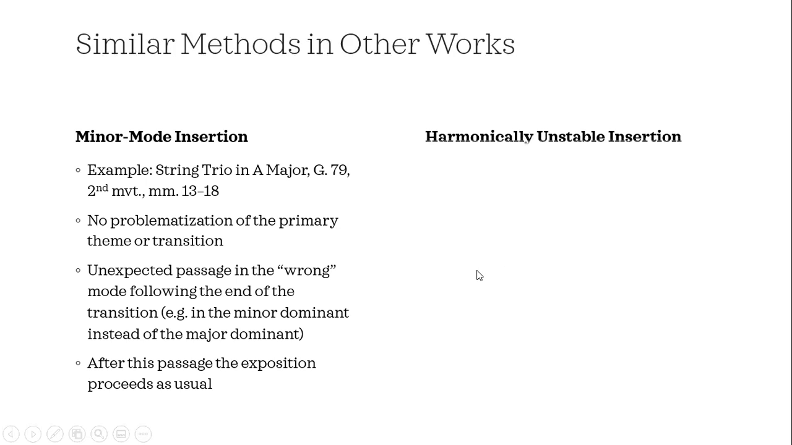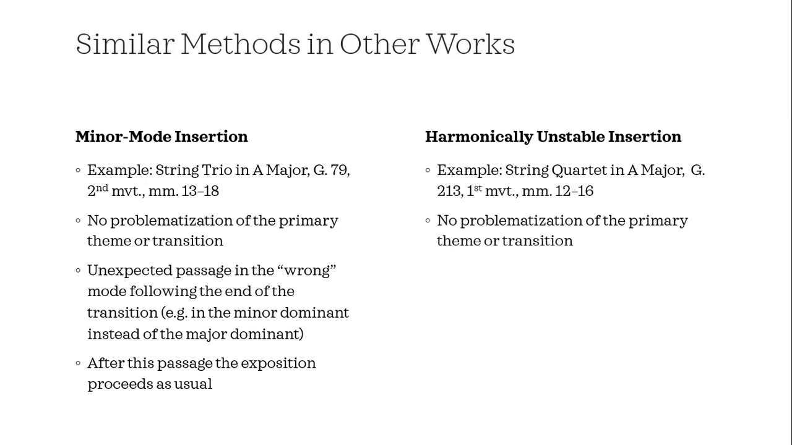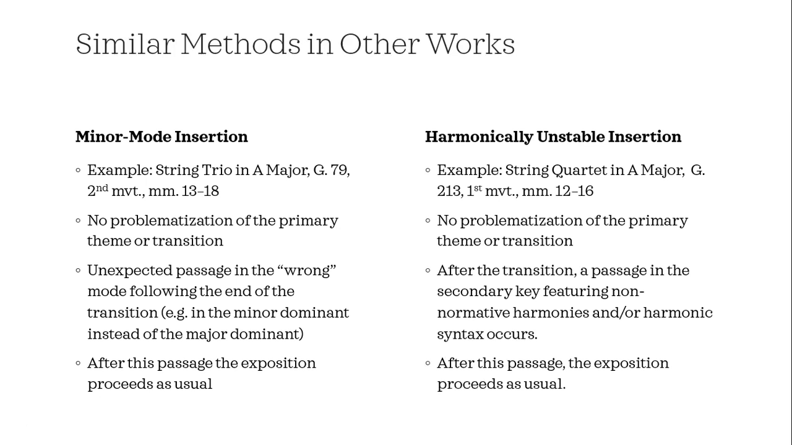The latter string quartet includes a harmonically unstable insertion after a strong medial caesura. Although this passage is in the secondary key, it and other examples like it feature unexpected harmonies and harmonic syntax. Instead of being a strong start to the secondary theme, such passages create uncertainty.